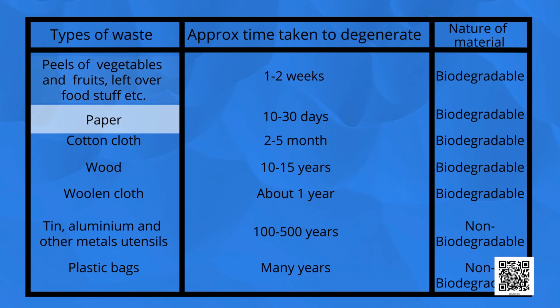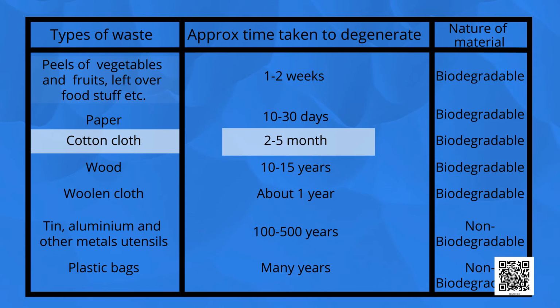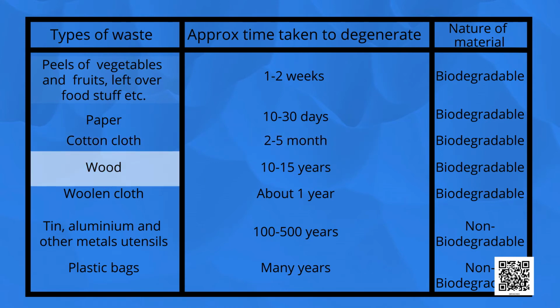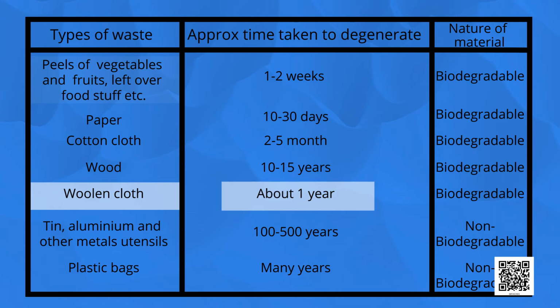Next is paper. It takes 10 to 30 days to degenerate or decompose. Next one is cotton cloth, which takes 2 to 5 months to decompose or degenerate. Next one is wood. It takes 10 to 15 years to degenerate. And the next one is woolen clothes. It takes about a year to degenerate. All these are examples of biodegradable material.